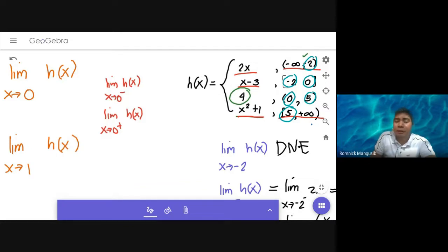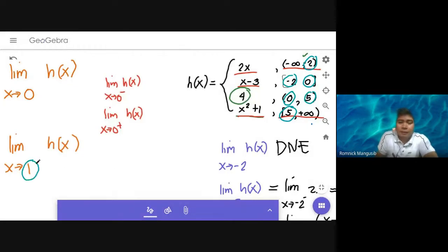So katulad ng limit of h of x as x approaches 1, 1 is not a critical value. So ang ibig sabihin nito, i-check mo lang kung saan napapabilang ang 1. So katulad lang din siya ng value ng h of 1. So 1 belongs to the interval under this, the third. So the answer is 4. Why? Because it is a constant function already.